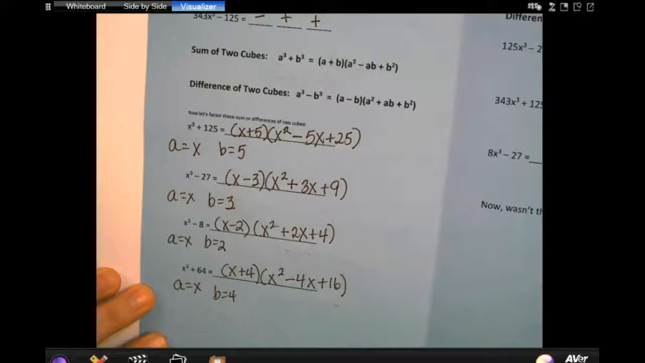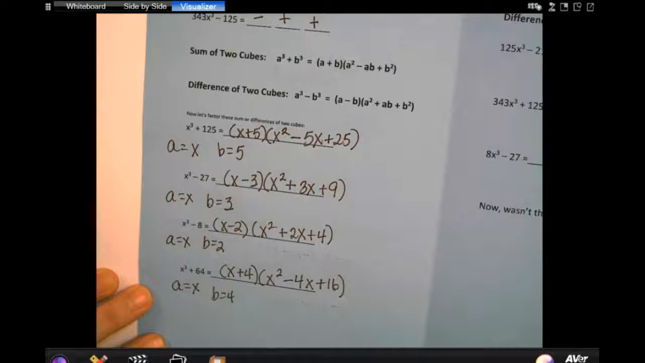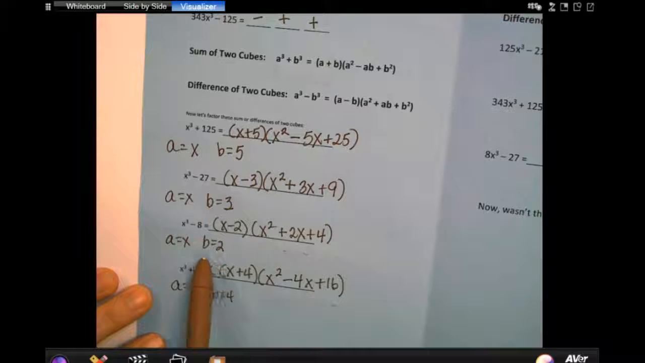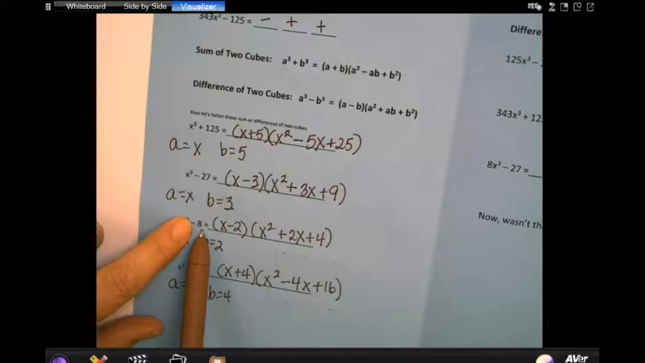It's not fun? It is fun. Why didn't I put what? Because what number raised to the third power equals 64? 4. Oh, here? Because, so again, what number raised to the third power equals 8? 2.